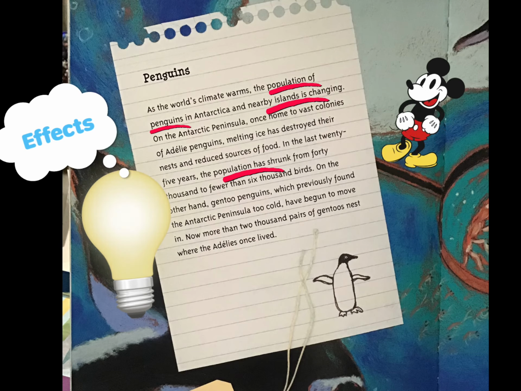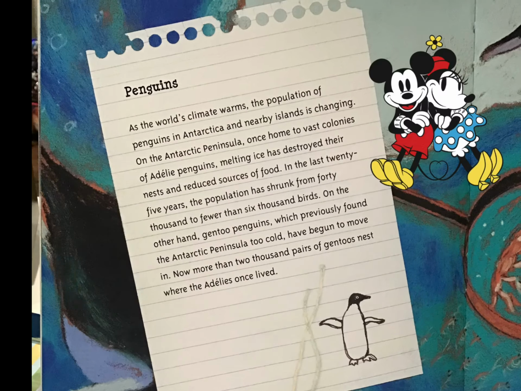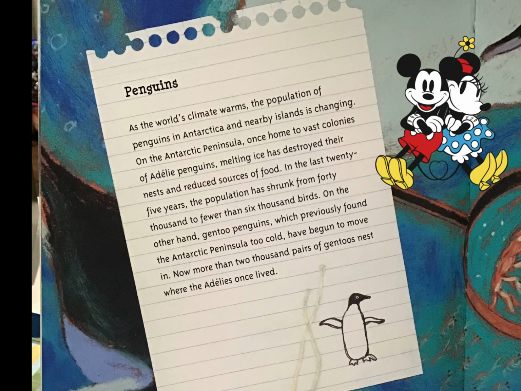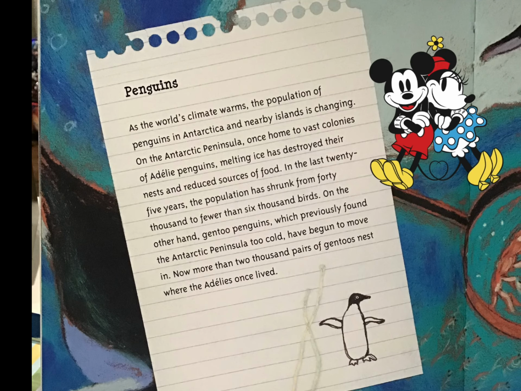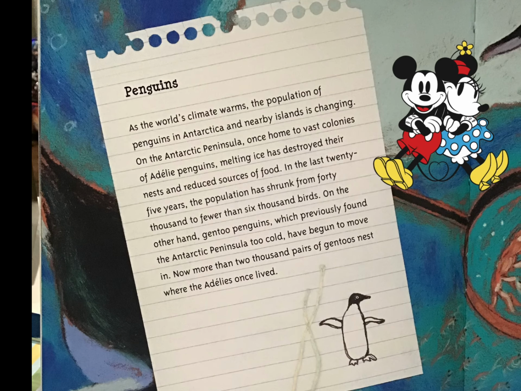When we continue to read, we see that one effect of the warmer weather is that the population of Adelie penguins has shrunk because their nests and food supplies have been destroyed. And finally, I also noticed that Gentoo penguins have begun to move in. It was previously too cold in this area for them to live, but now they're coming back. So this is another effect. The cause-effect relationships that we've identified today are really helpful in our understanding of the text. We now know how warmer weather has affected the penguins. So let's go ahead and fill in our organizer using the text.